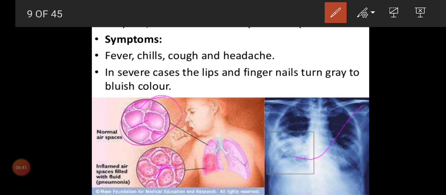That can be done to identify the pneumonia condition. If the doctor can't guess, they'll tell us to do a test. They'll take some fluid or pus which is present in the lung air spaces, the air sacs. They'll do the sputum test.